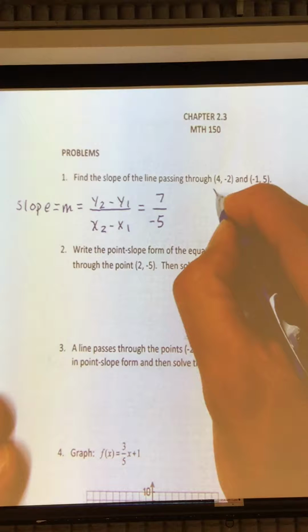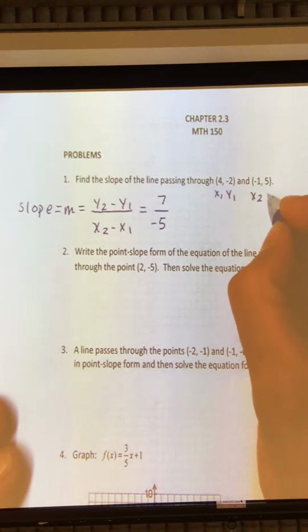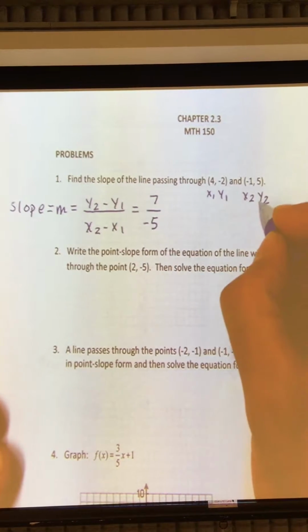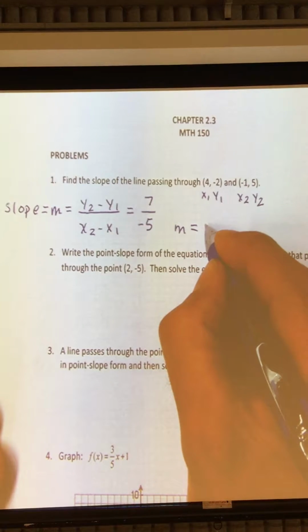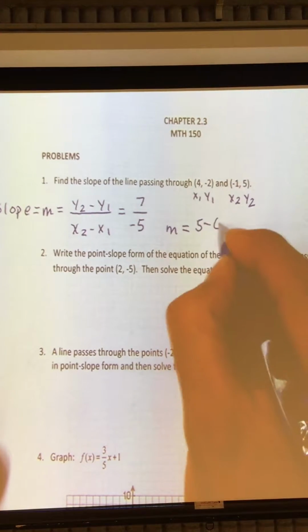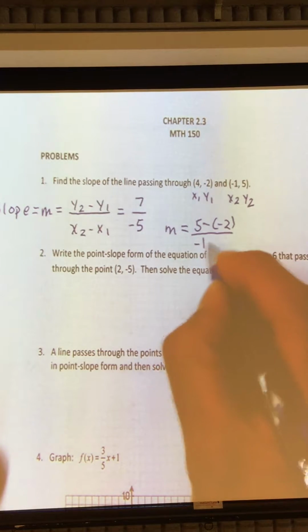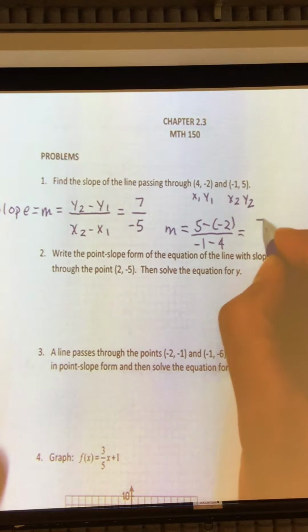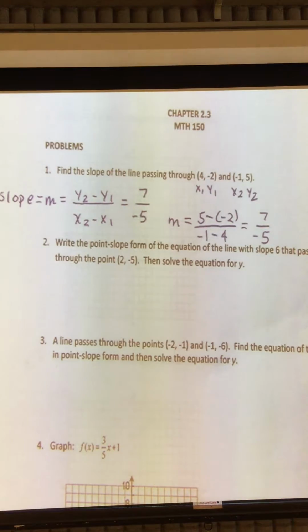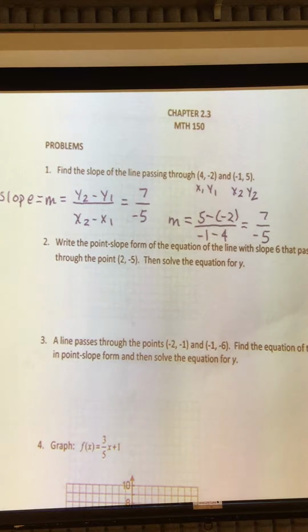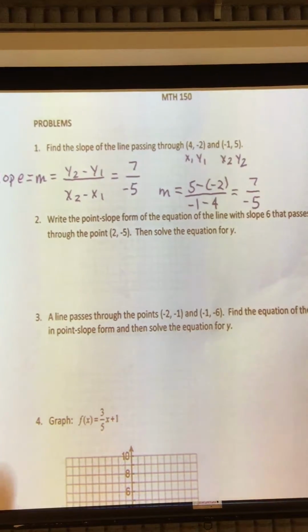If instead you wish to use the formula and label the 2 points as your first and second ordered pair, then we take the change in the y values, 5 minus -2, divided by the change in the x values, -1 minus 4, and we arrive at the same value of -7/5. The slope being negative means that the line, when graphed, would decrease as you move from left to right on the graph. Problem 2.